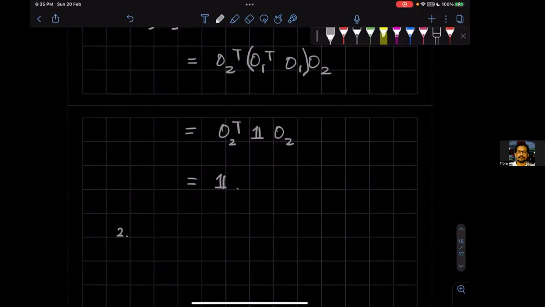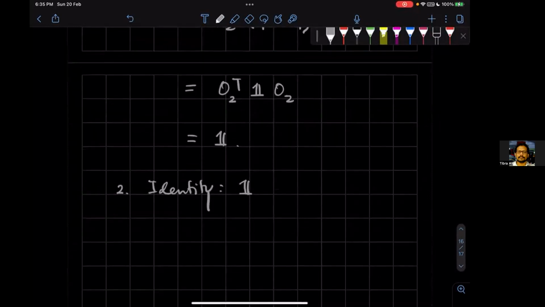Number two is the identity. So the identity here is obviously 1. Now, is that an orthogonal matrix? Well, if I transpose the identity, I get the identity, which is equal to the inverse of the identity. So yes, it is an orthogonal matrix.